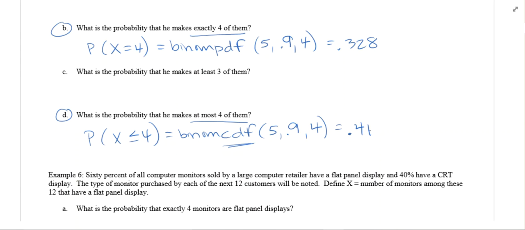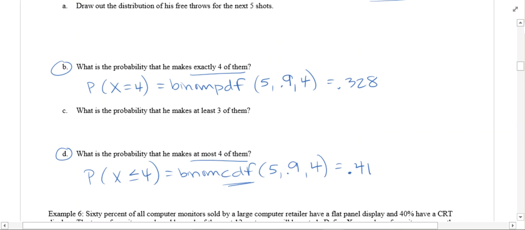Okay. So, what's the probability he makes at least 3? We'll go back to part C. Probability he makes at least 3. At least is going to be 3 or more. Okay, 3, 4, or 5. So we really want to add up probability x equals 3 plus probability x equals 4 plus probability x equals 5. I'm not really a fan of doing binomial PDF multiple times. You can do that. It's fine. You'll get the same answer. So you could do binomial PDF for 3, 4, and 5. But I want to see if I can get the binomial CDF, the cumulative, to work for us.